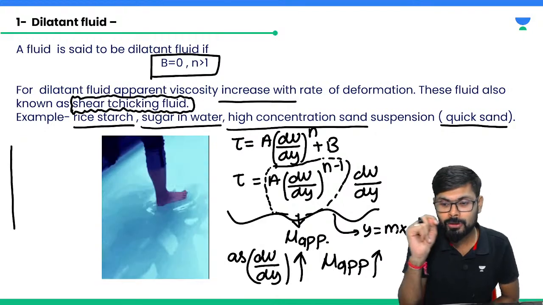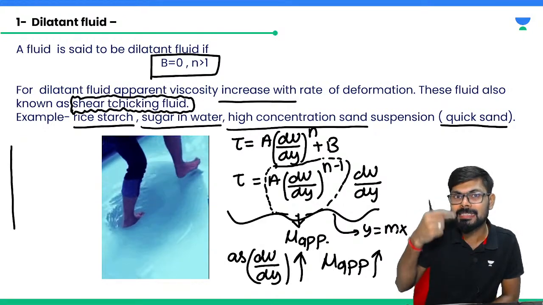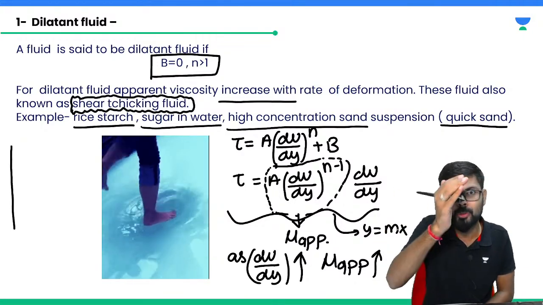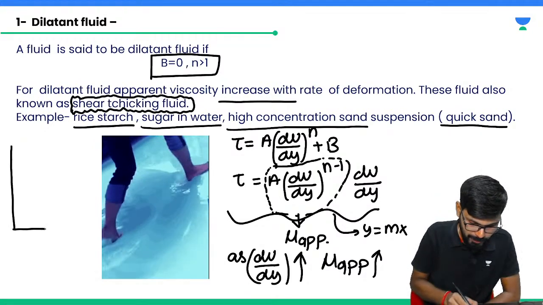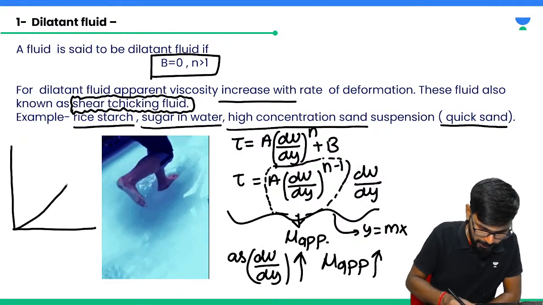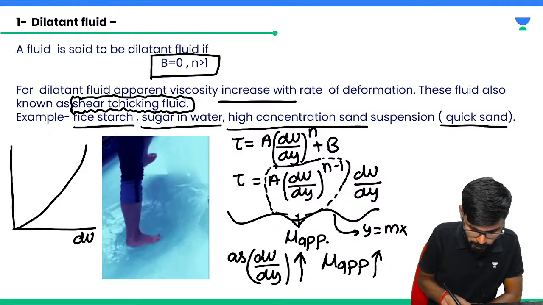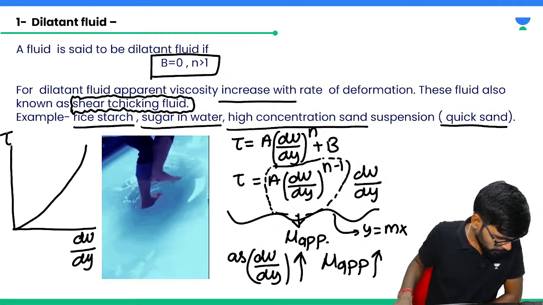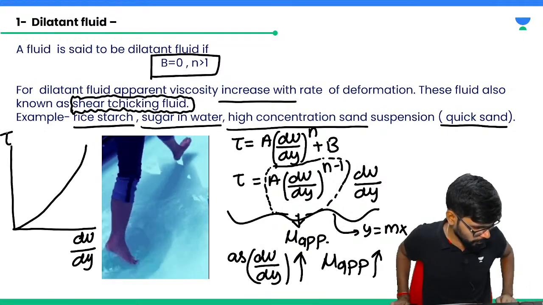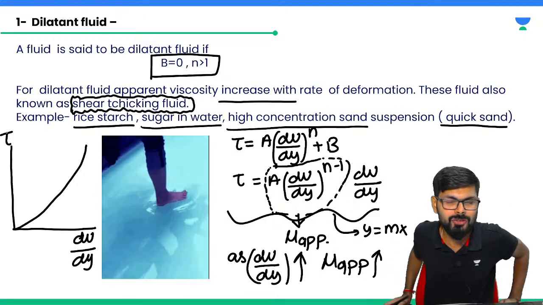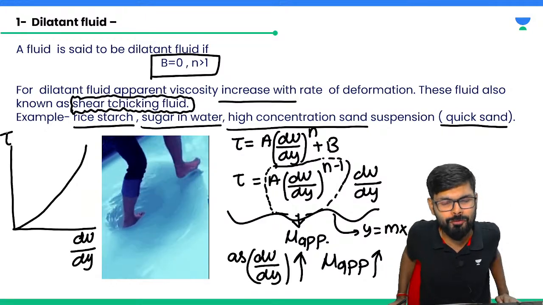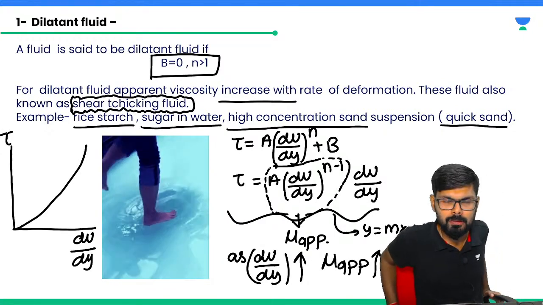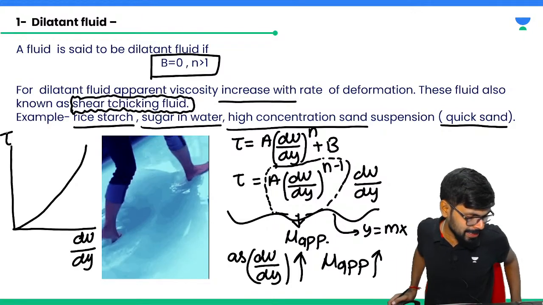Now for the curve you need to understand that as du/dy increases, slope will also increase because mu apparent will increase. So this will be something like this, du/dy and tau, curve. Yes, it is useful for chemical first year. Yes brother, it is useful for first year, second. Whenever your fluid mechanics subject is there, then only it will be useful.